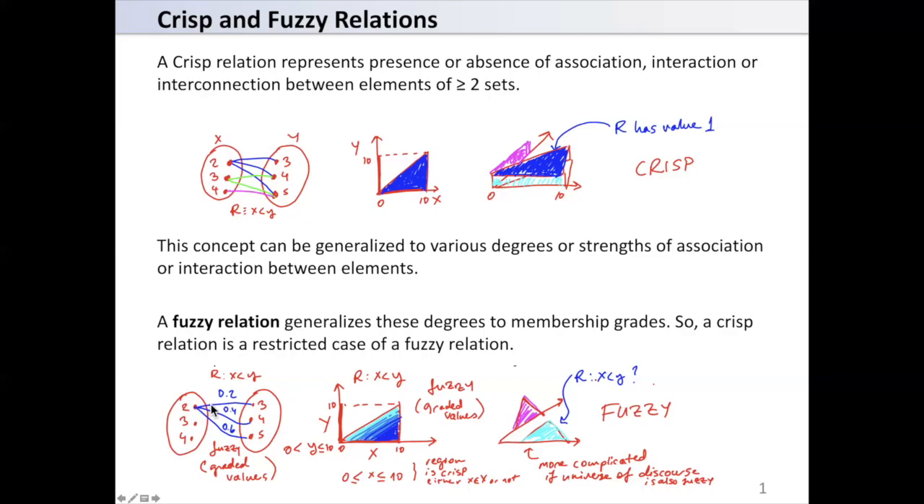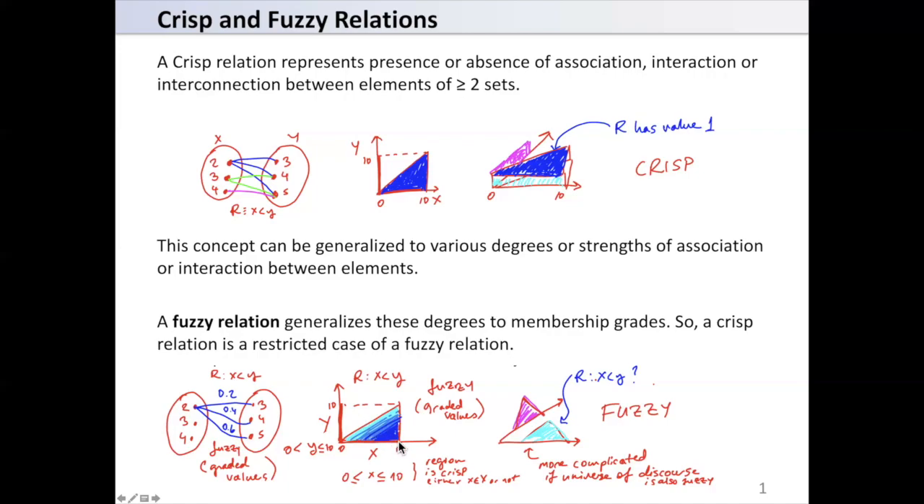We say that 2 is less than 3 with a degree 0.2, 2 is less than 4 with a degree 0.4, and 2 is less than 5 with a degree 0.6, etc. So we are assigning graded values. And for example here, x is between 0 and 10, and we are considering y values. Beyond this line, the membership has value 0 for the relation.